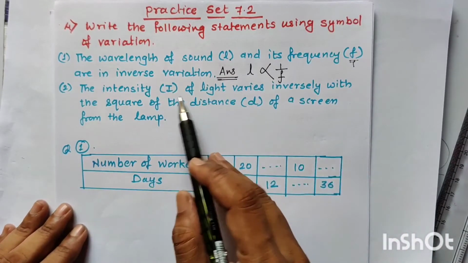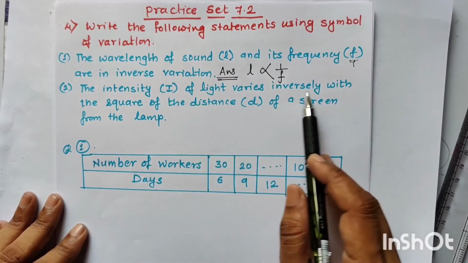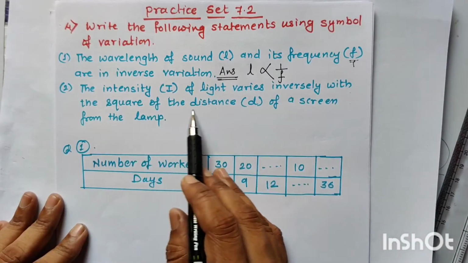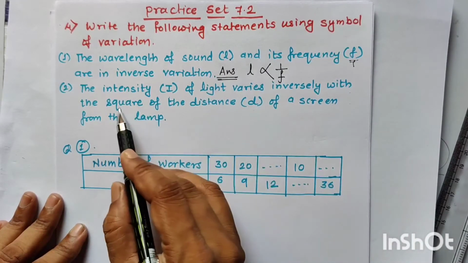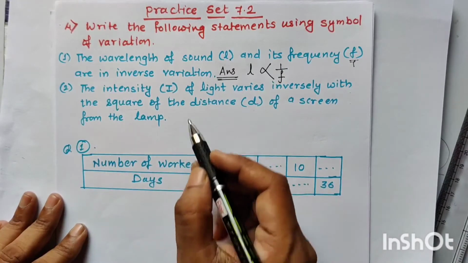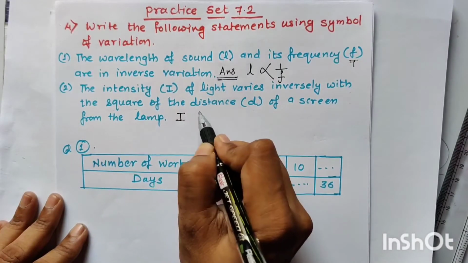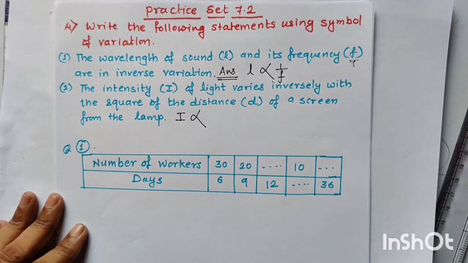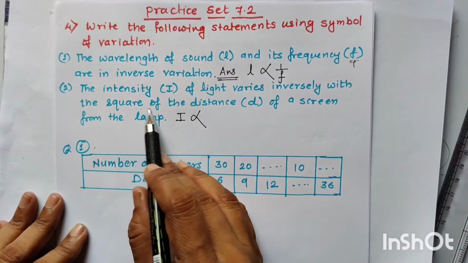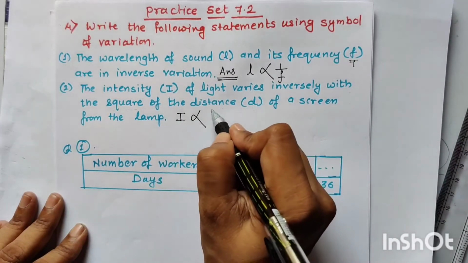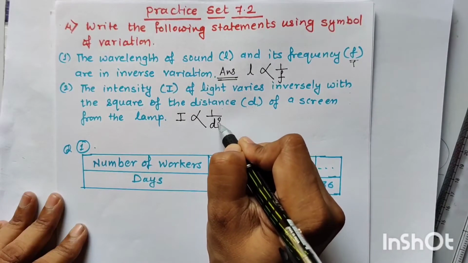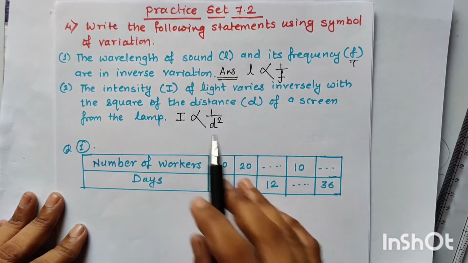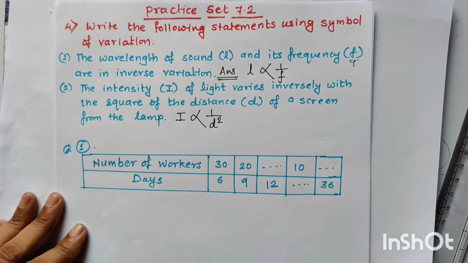Now I is the intensity of light, which varies inversely with the square of distance d. So square of distance, okay. So I is variable sign, it inversely varies with the square of distance d. So 1 upon the square of distance, d square. In this way we can write the answers of these statements.